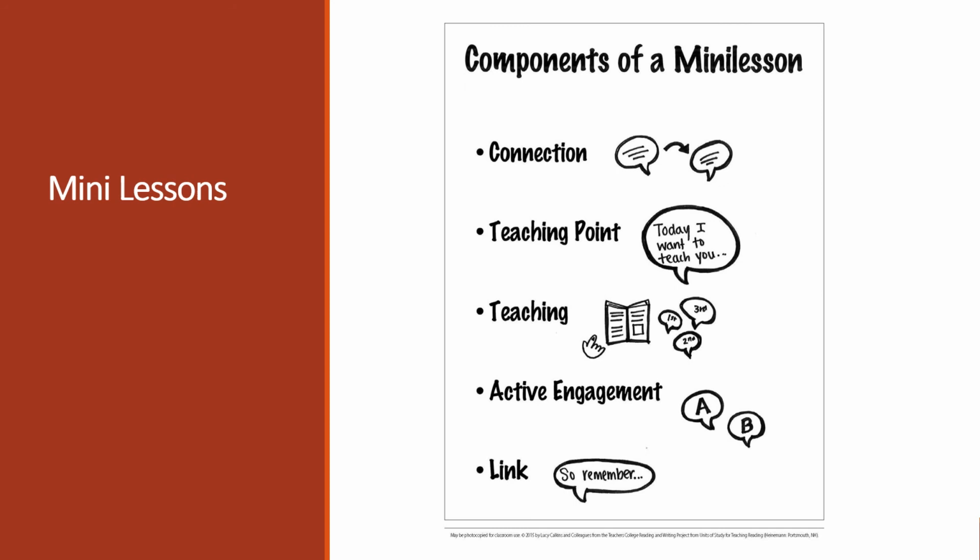Or, while you're reading today, I want you to pay attention to who is the main character and write in your reader's journal who's the main character. So you're going to link the mini lesson to what they're doing independently. Or in writing, it might be: remember today, when you write your topic sentence, you're going to try to make it look like the topic sentence that we just created, something like that.